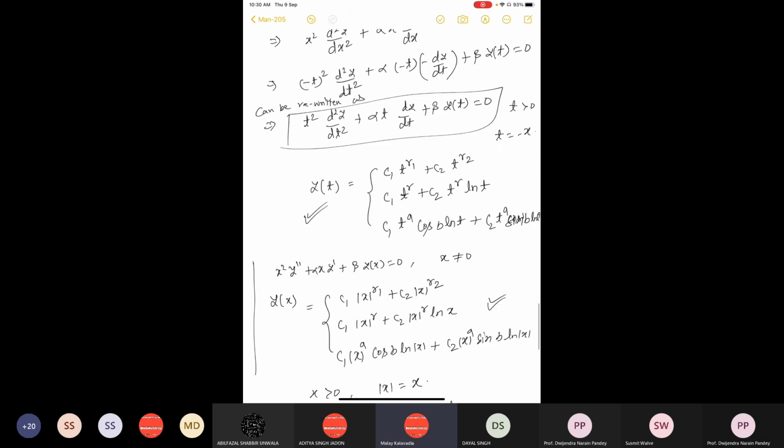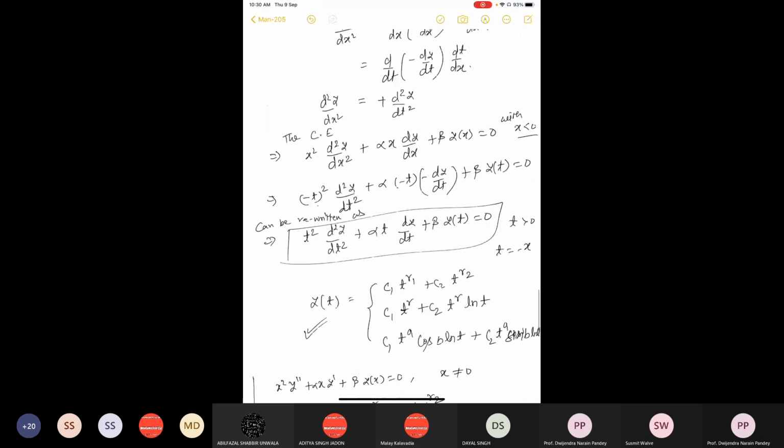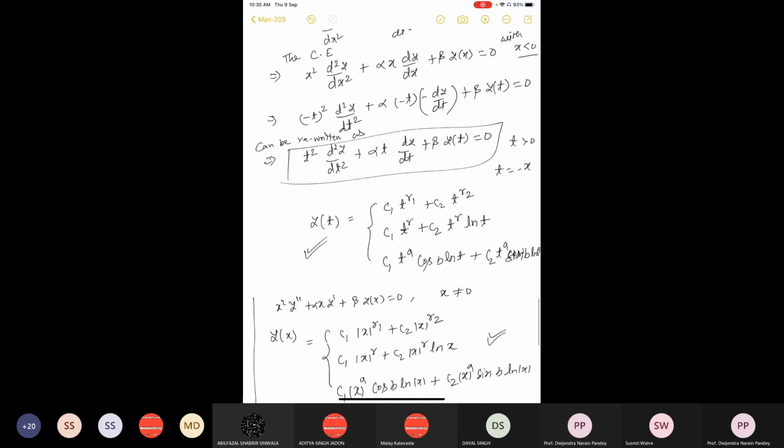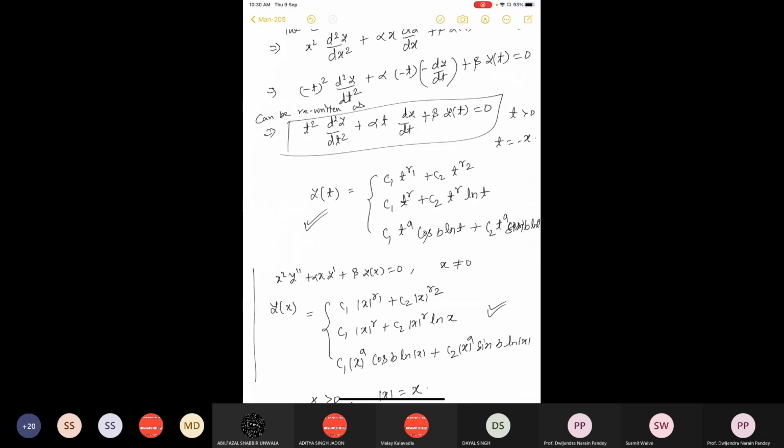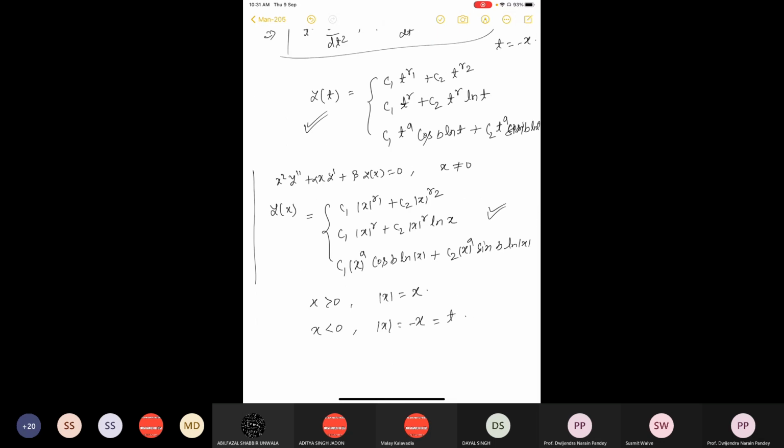That when x is negative, I can change the independent variable, and I can write this differential equation in terms of a new variable t, where t is greater than 0. So I can solve this Cauchy-Euler equation in terms of t like this. So if we combine both solutions, then I can write down the solution, and this solution is valid for all x other than 0. Now, if you have any doubt, you can ask. Otherwise, I will move ahead.